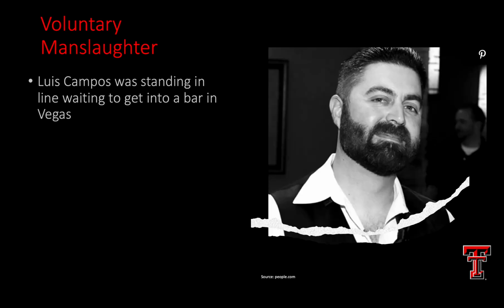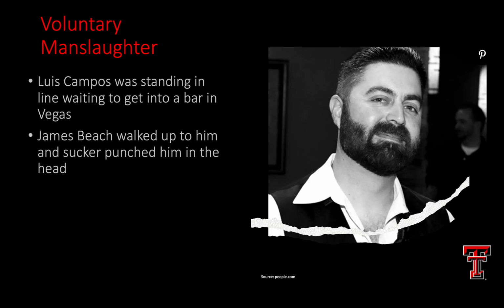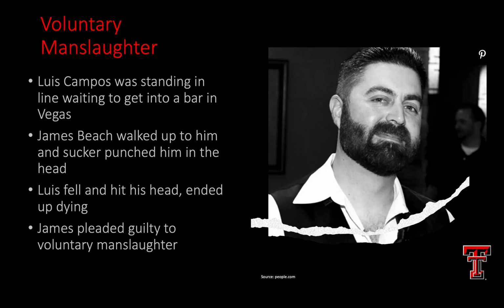An example here of voluntary manslaughter is Luis Campos. He was just standing in line waiting to get in a bar in Vegas, and another guy came up behind him and for whatever reason sucker punched him in the back of the head. Luis fell and ended up hitting his head and dying. James Beach pleaded guilty to voluntary manslaughter. He wasn't necessarily looking to kill Luis, but he was intending to inflict harm. And when he did inflict harm, he did end up killing him.